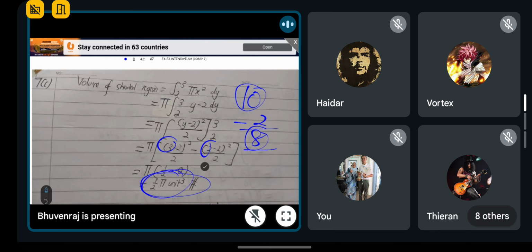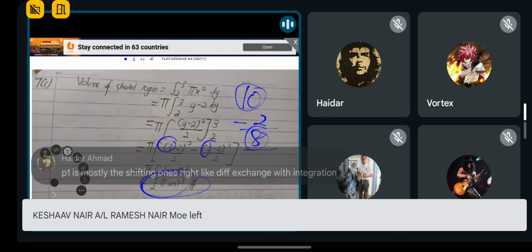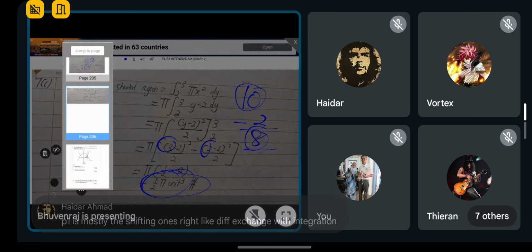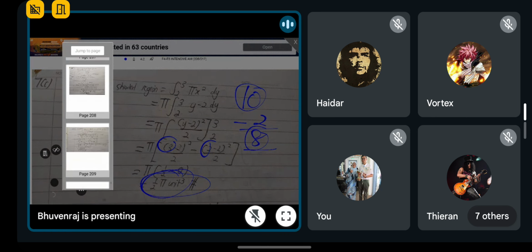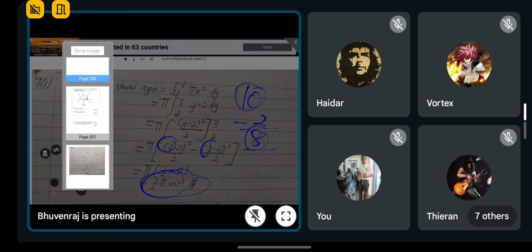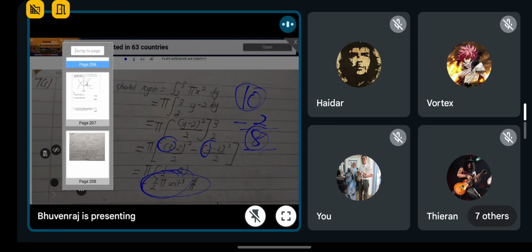So any problem guys with this question? Any question you have to ask on this? Or are you all clear? Semua jelas tak? Okay, so we go next one. Yeah, correct. P1 is the basics for your differentiation and integration. Okay, so let me see which one should I take.